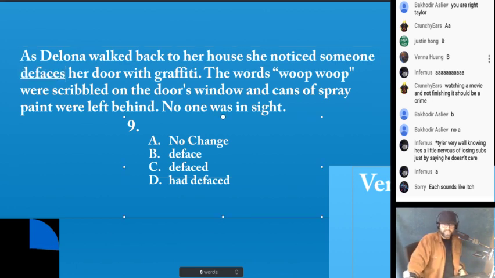Each sounds like itch. Yeah, itch, each. I don't know. I feel the same way about Jeep. I'm like, what is that? Jeep, eep, eep. Watching a movie and not finishing it should be a crime. Well, it put me in jail, bro. I just could not finish Avengers. It just got kind of corny towards the end.